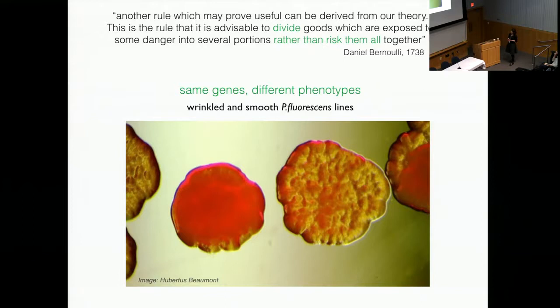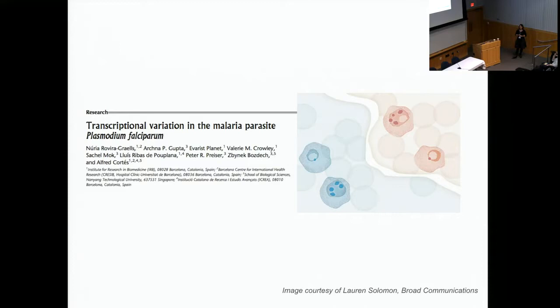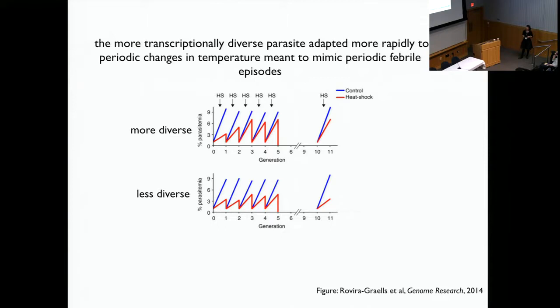And I love this little image that shows two different organisms with the exact same genotypes, these wrinkled and smooth Pseudomonas lines, however, with very different phenotypes. And you see this type of environmental bet hedging as an adaptive strategy across many different systems. So for example, in the malaria parasite, researchers have found that if you subject these parasites to periodic changes in environment that are meant to mimic febrile episodes in a patient, the more transcriptionally diverse lines survive these types of heat shock fluctuations better than the less diverse lines.